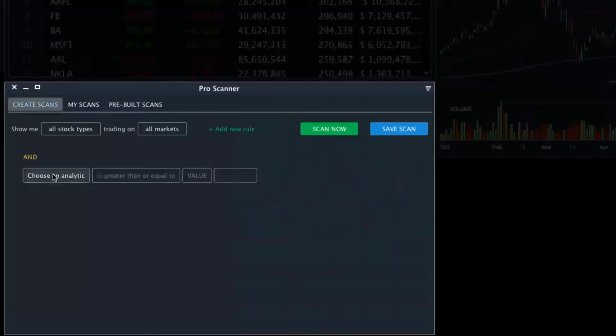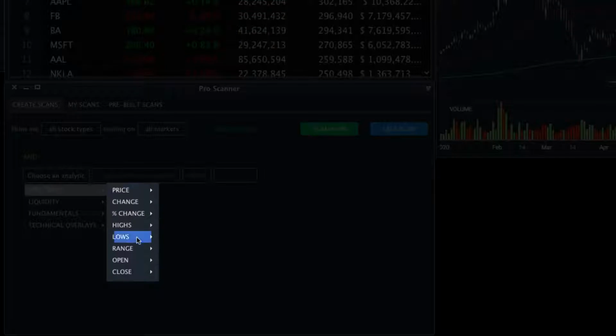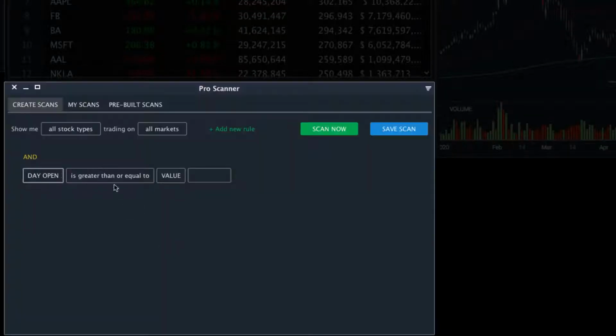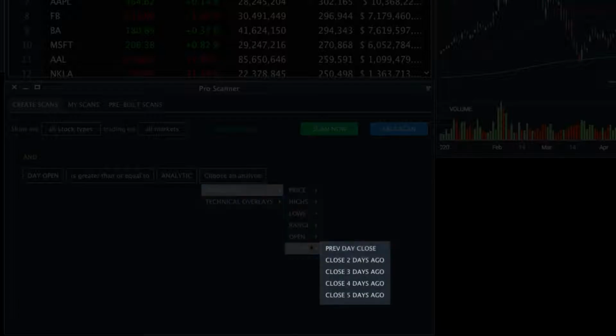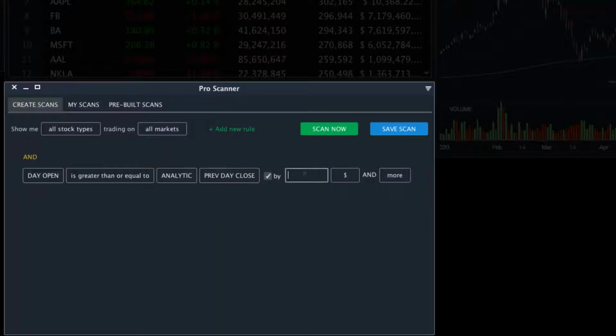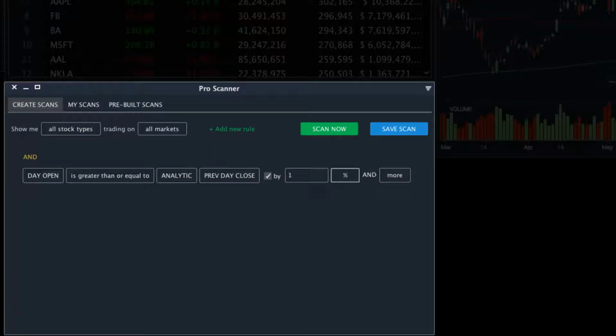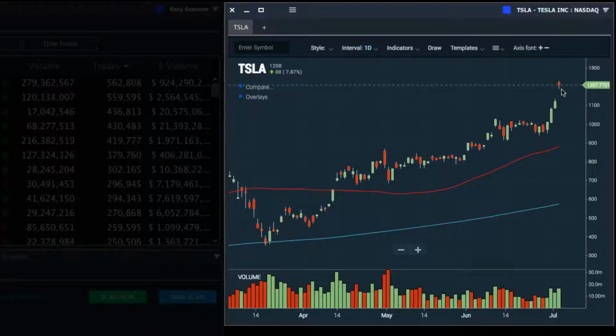We can add a criteria for that by showing price, open, day's open is greater than or equal to the analytic, previous day's close, and let's say by 1% or more. All we're defining here so far is this gap you can see on the Tesla chart where the stock opened way above its previous close.